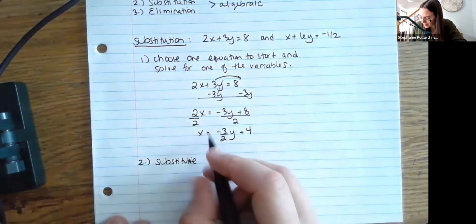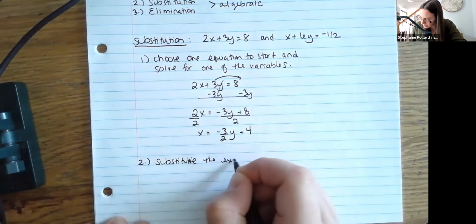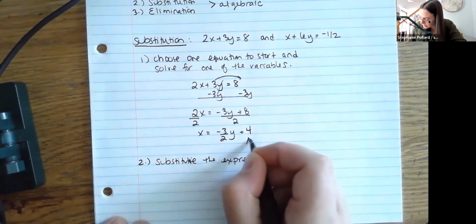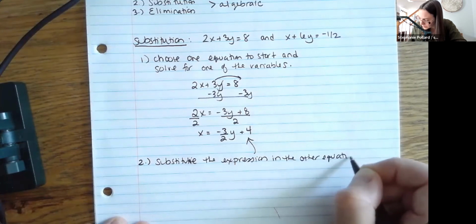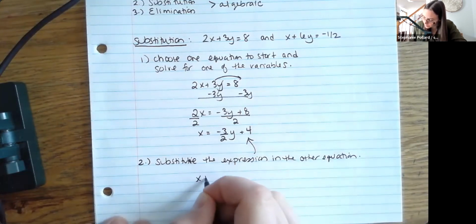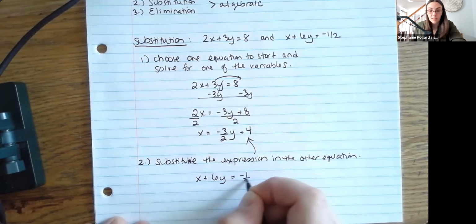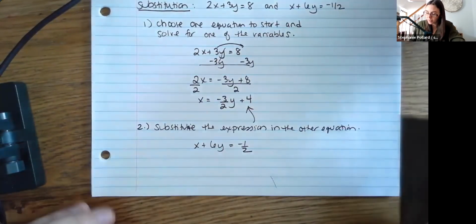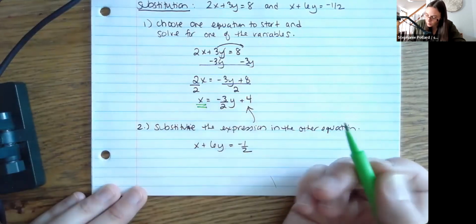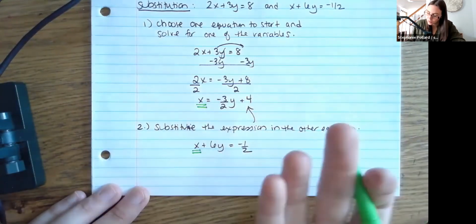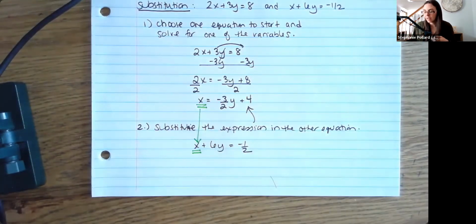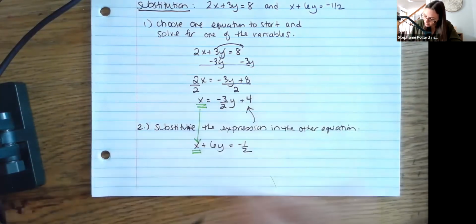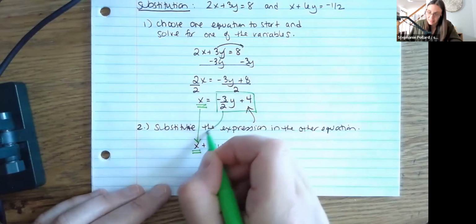Substitute the expression that you got here in the other equation. So my other equation that we didn't use was this one. And I'm going to substitute in. Now, just be careful. We solved for x. So I'm going to substitute in for x. So whatever the variable is that you solve for, that's the one you're going to replace. If I solved for y, then I would have replaced the y. So this is going to get plugged right in here instead.